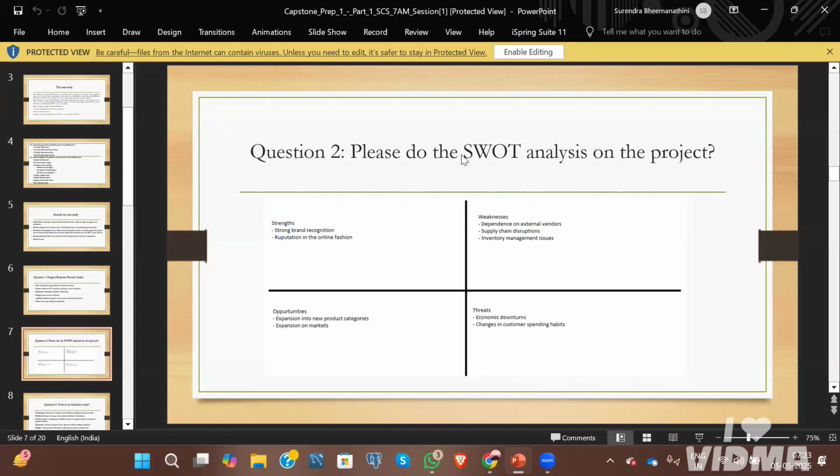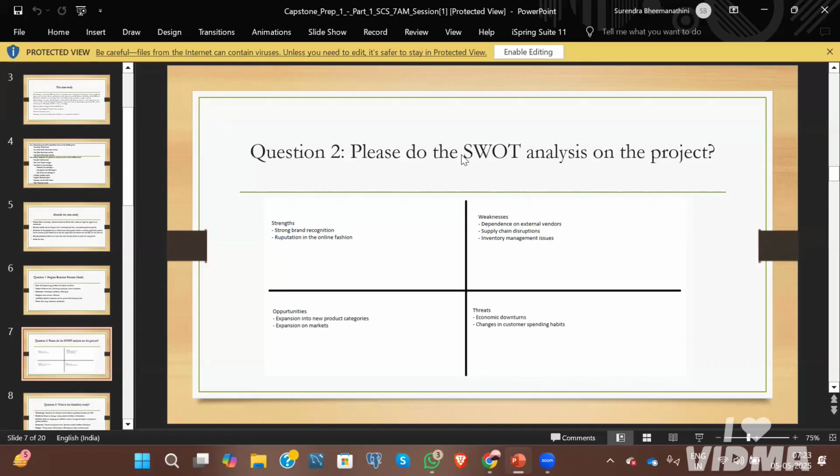SWOT analysis is nothing but S stands for strength, W stands for weakness, O for opportunity, T for threats. Okay, you will be conducting this SWOT analysis to know where your project is standing or where your organization is standing. So you can conduct SWOT analysis on your organization or on the project or yourself also. It is a very viable analysis to conduct. Okay, so for now in this PPT we are conducting SWOT analysis for this particular e-commerce website.